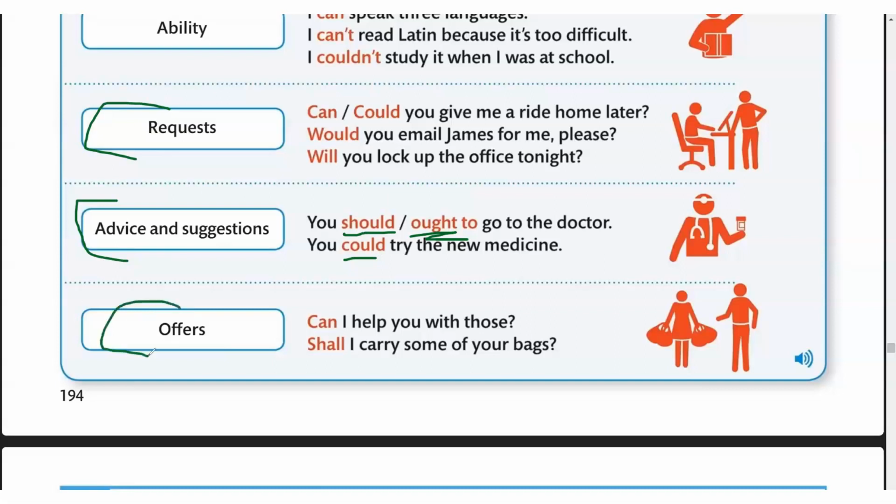And offers: can I help you with those? Shall I carry some of your bags? So that's a nice polite way. Shall is also more formal. You don't use that with friends, so it's pretty formal. The same with ought to. So stick with should or could or can. All right, let's clear the board, move forward.